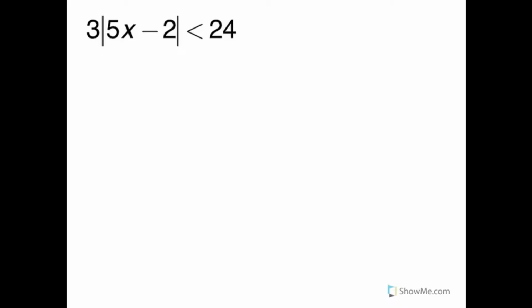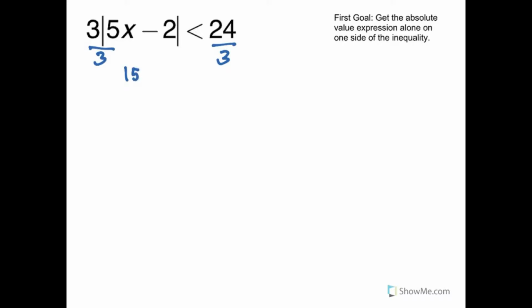3 times the absolute value of 5x minus 2 is less than 24. Our first goal is always to get the absolute value expression alone on one side. So I'm going to divide both sides by 3. Now my inequality is the absolute value of 5x minus 2 is less than 8.